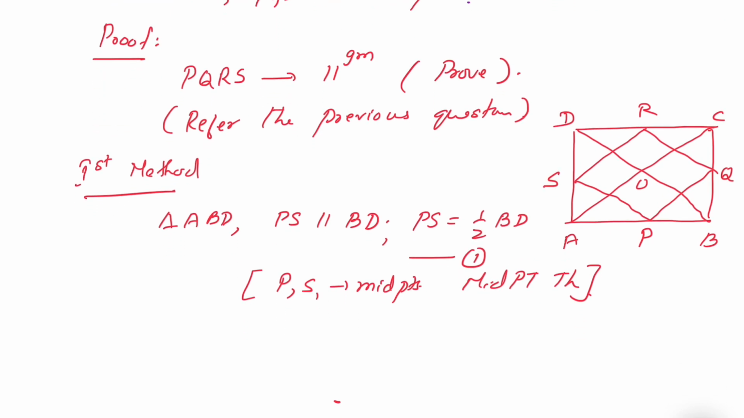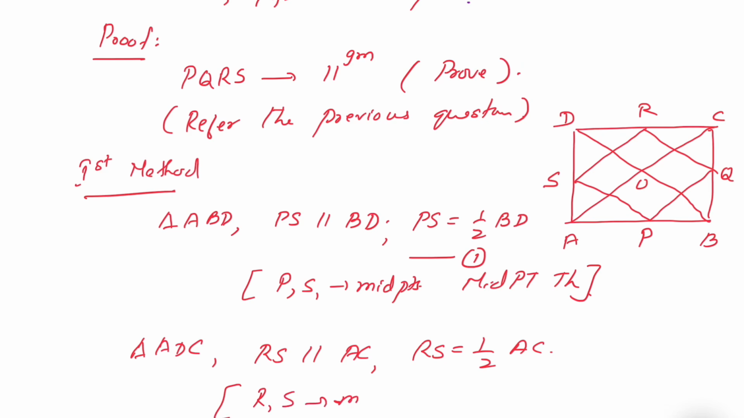Then in triangle ADC, you have to prove the adjacent sides are equal. So you take the adjacent portion only, wherever the adjacent side is there, that triangle you have to take. So in triangle ADC, you have RS as the adjacent side. So RS is parallel to AC and RS is equal to half of AC. The reason is R and S are midpoints, midpoint theorem.